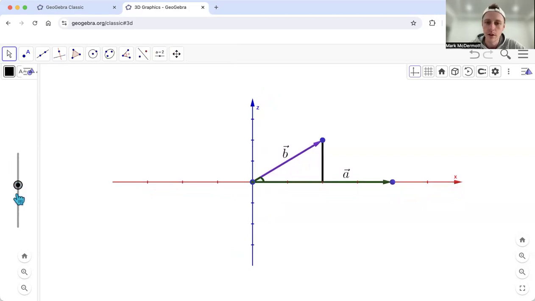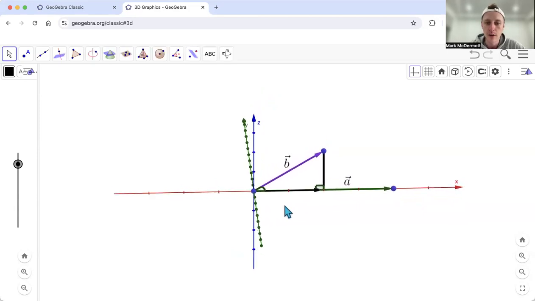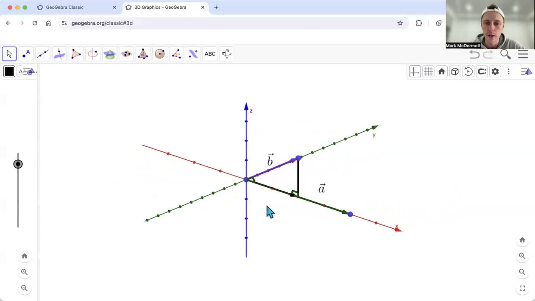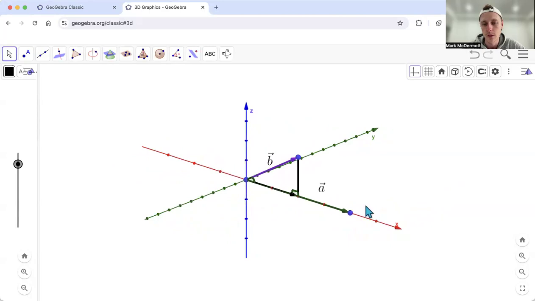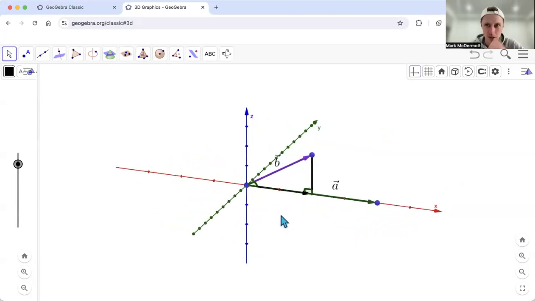Okay, then what we're going to do is draw a perpendicular from the endpoint of B such that it projects onto vector A. So we've got this perpendicular line here, and we've got this angle in here, which is 90 degrees. Okay, what we're doing now is we're going to find the vector that's perpendicular to those two vectors. So you can see that they sit on this x-axis. And so the perpendicular vector would be pointing out at you, right?